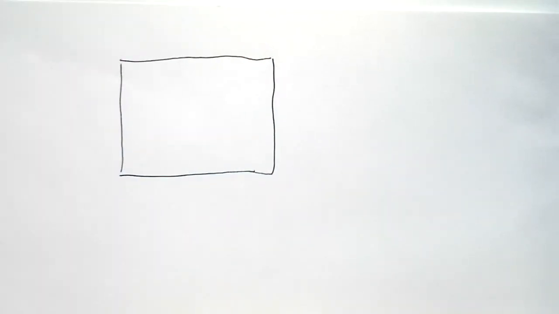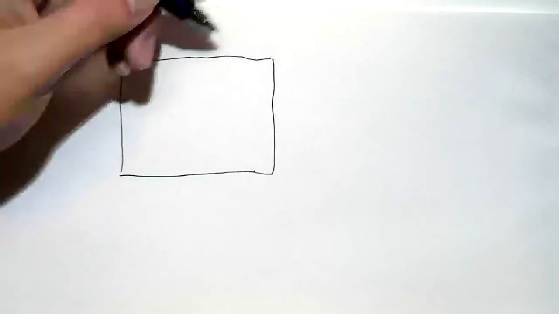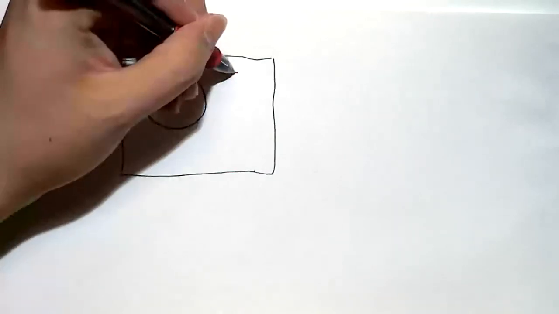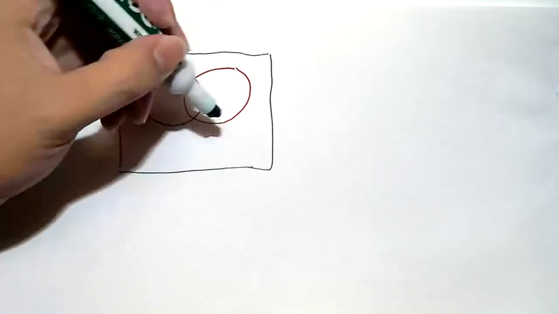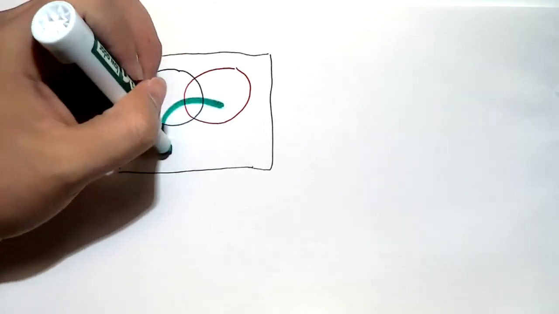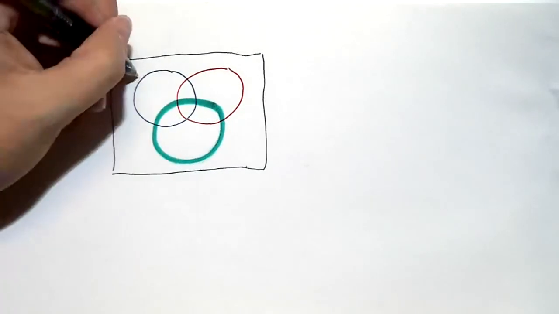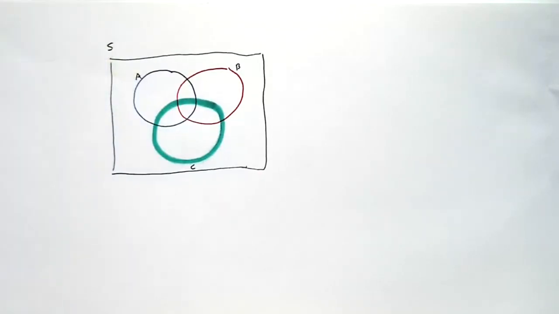And I'm going to draw 3 events. Let's see, I'm going to call this my A. I'm going to call this one my B. See a green marker here, I'll take advantage of that. I'm going to call this one my event C. So I got A, B, C. This is the sample space.